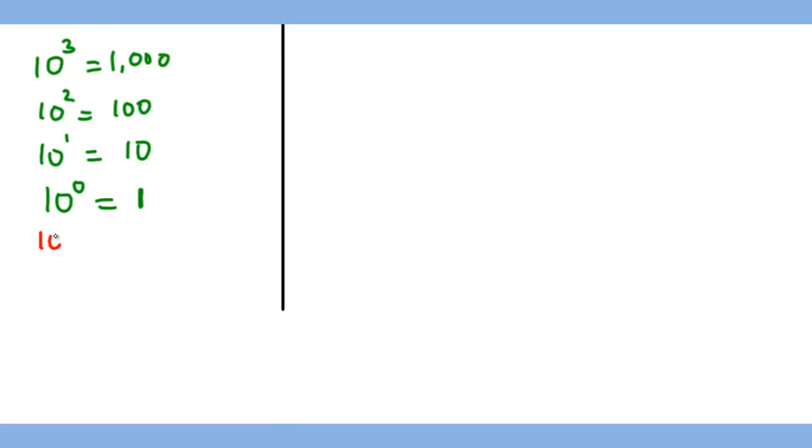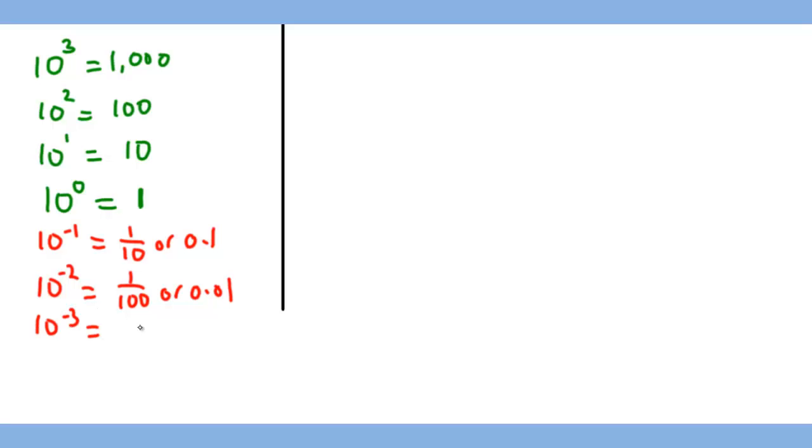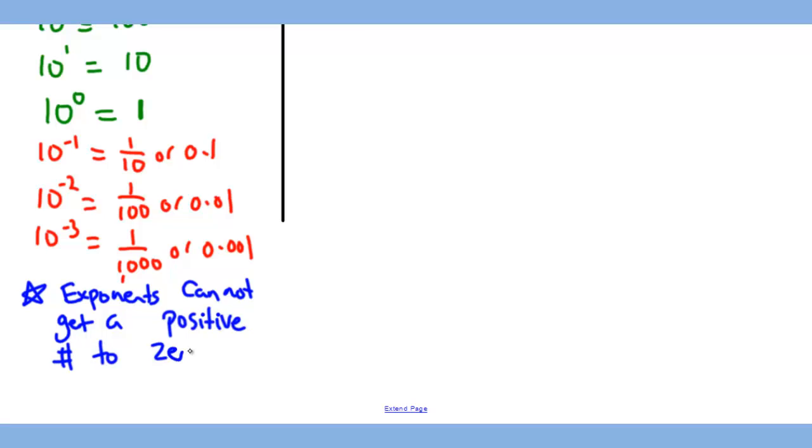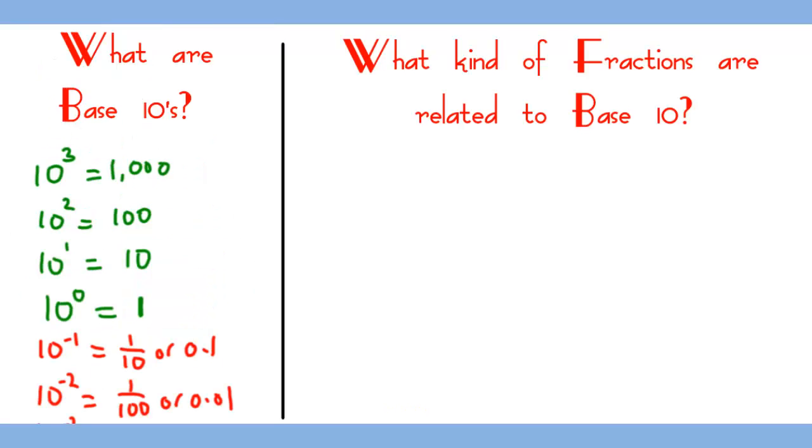Going downward, 10 to the negative 1 will be 1 over 10 or 0.1. 10 to the negative 2 will be 1 over 100 or 0.01. And 10 to the negative 3 will give you 1 over 1000 or 0.001. This pattern should also show you the fact that exponents can never ever get you to 0 or lower, not even negative exponents. Negative exponents will only bring the number close to 0. Okay, now let's get back to the topic.